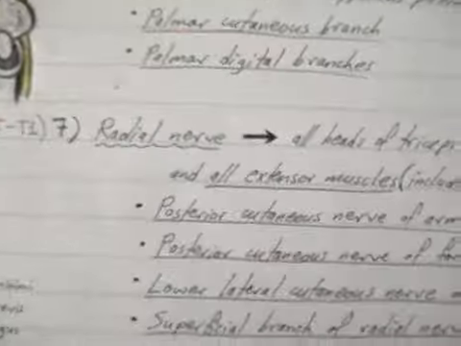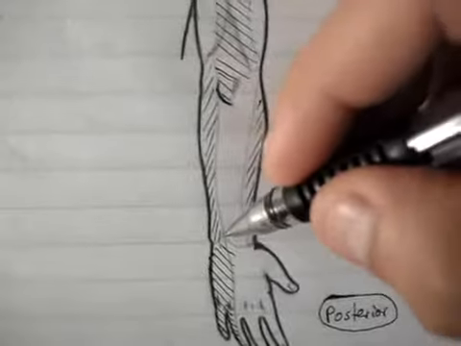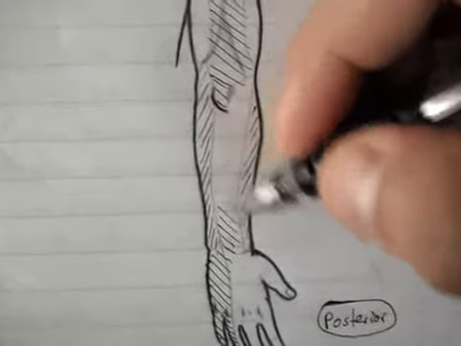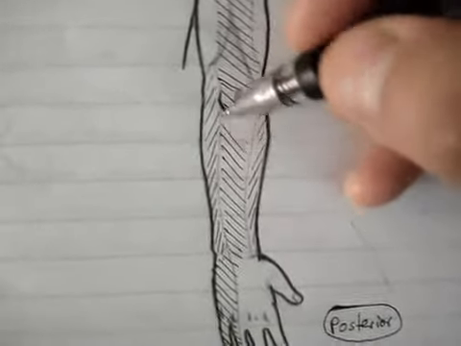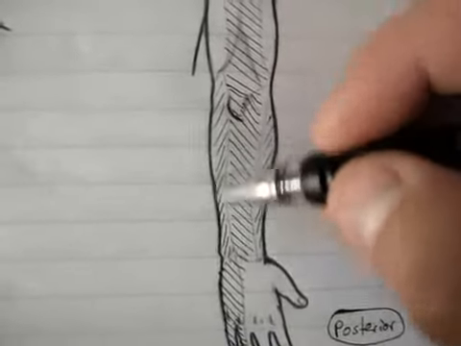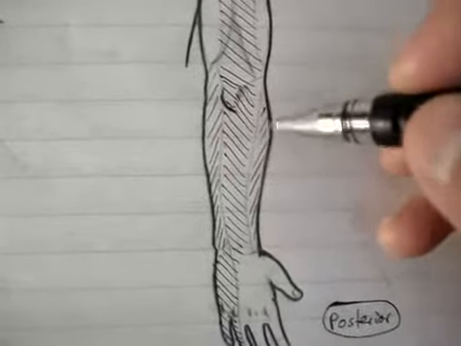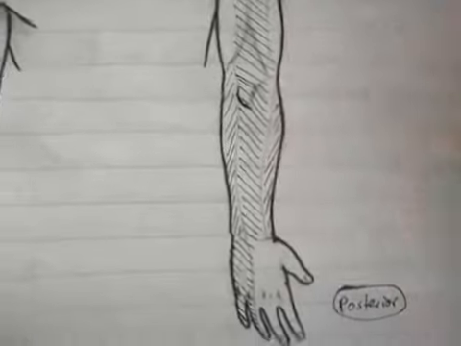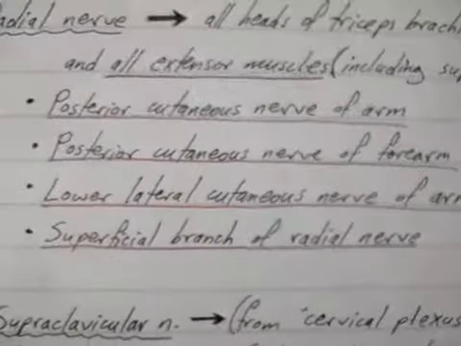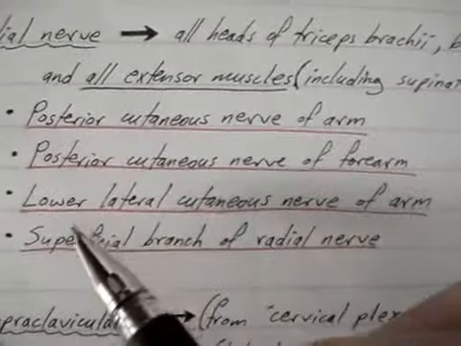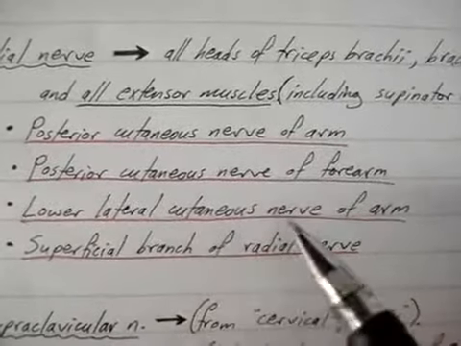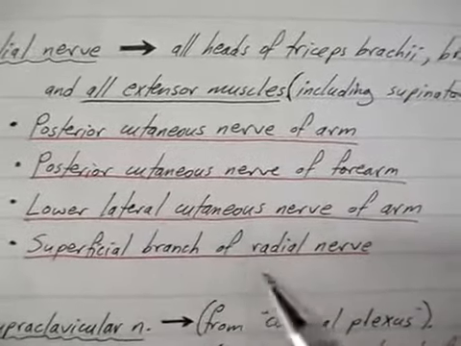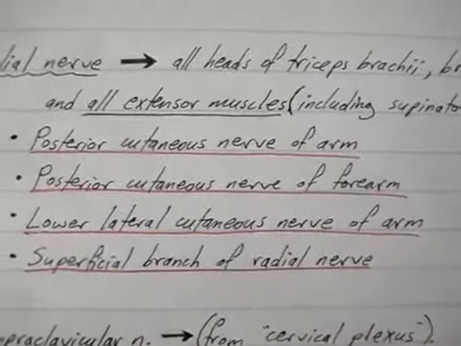The posterior cutaneous nerve of forearm runs here, right along the back of your forearm. Remember, this is the medial and this is the lateral side here. It also gives off two other branches. One is called the lower lateral cutaneous nerve of arm, and the other is the superficial branch of radial nerve.